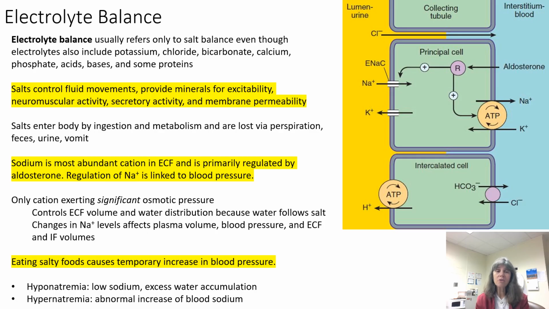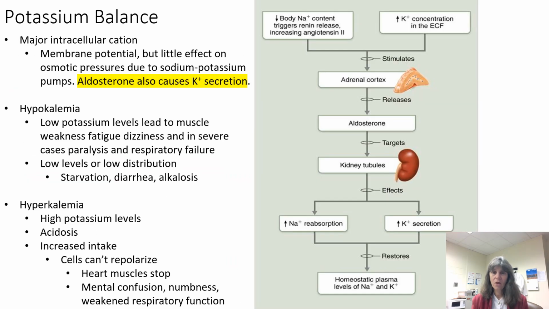When we talk about hyponatremia, that means that there are low sodium levels in blood, and it's usually due to excess water accumulation. Hypernatremia means that there is an abnormal increase in blood sodium levels. We know that the major cation in extracellular fluid is going to be sodium. However, the major cation inside the cells is potassium.